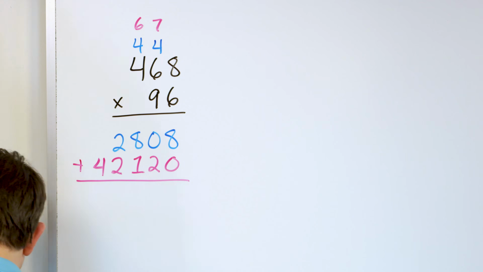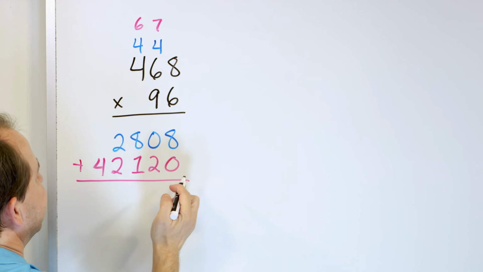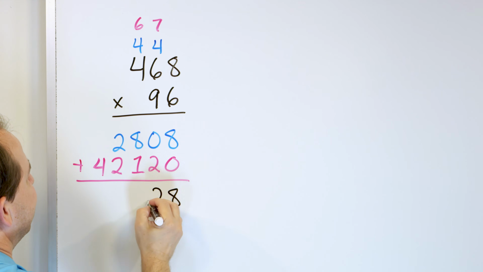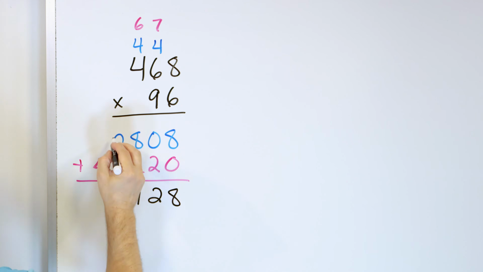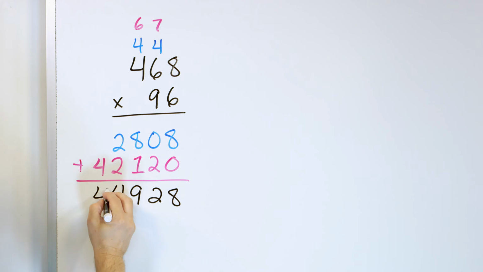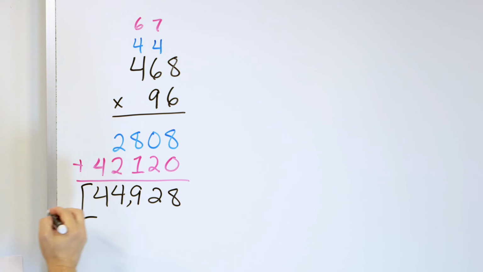All right, underneath, what do we have? The 8 plus 0, of course, is 8. This becomes a 2. 8 plus 1, 9. 2 plus 2, 4, and then the 4 is here. 44,928. That's the final answer.